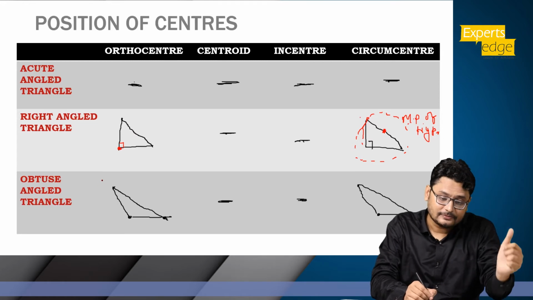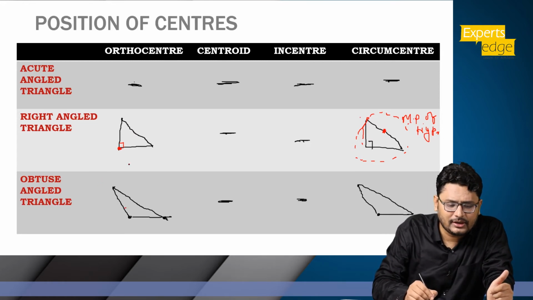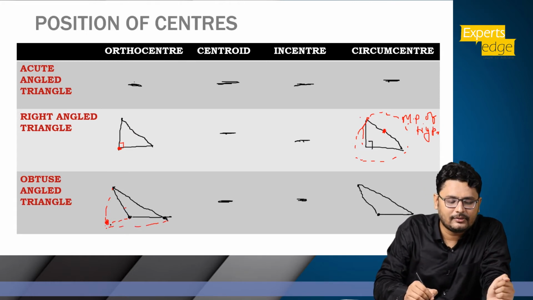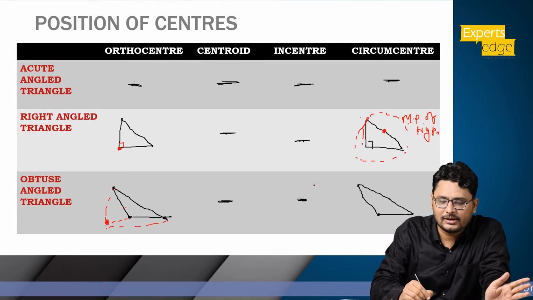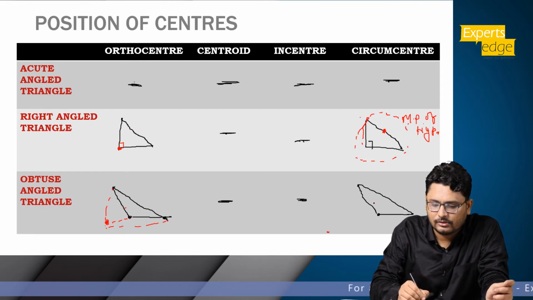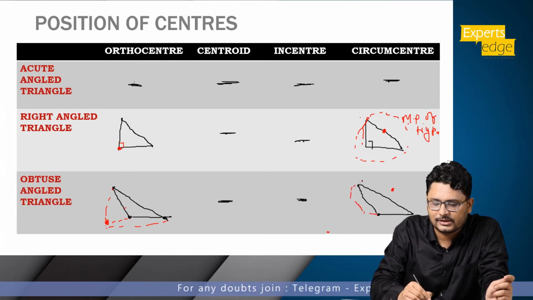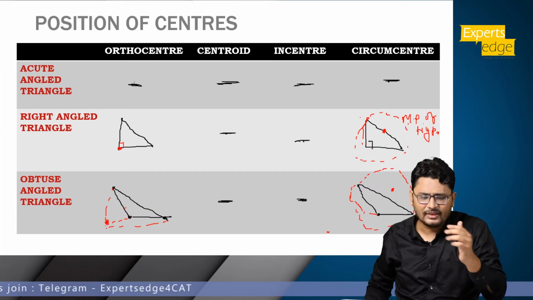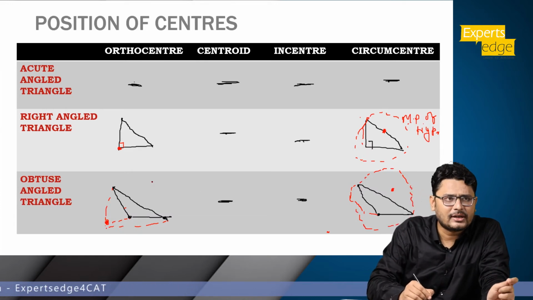व्हाट हैपेंस इन ऑब्ट्यूज एंगल? Obtuse angle में it would be outside, the orthocenter would be somewhere here. So orthocenter is outside in an obtuse angle triangle. Similarly, circumcenter also in this, it is outside. ठीक है, तो मेरा कुछ सर्कल ऐसे बनेगा. If I take this as a radius, please pardon me for this. So please remember, कौन आउटसाइड रहता है, कौन इनसाइड रहता है.